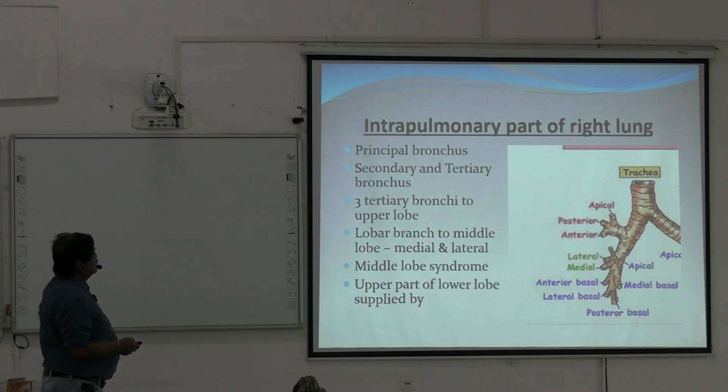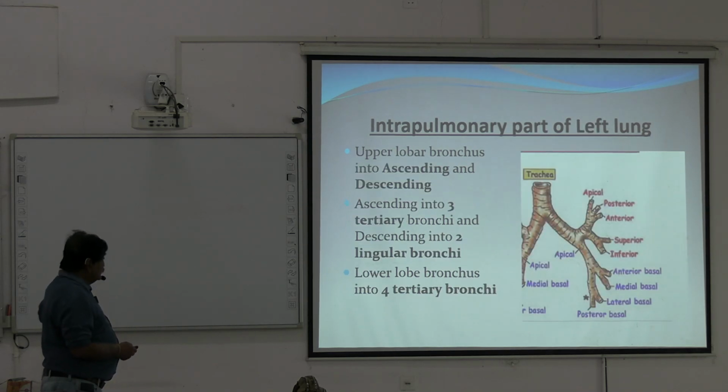Intrapulmonary part of the right lung: principal bronchus, secondary and tertiary bronchus, 3 tertiary bronchi to upper lobe, and lower branches to the middle lobe, medial and lateral, middle lobe syndrome, upper part of the lower lobe supplied by. Intrapulmonary part of the left lung: the upper lobe, lower bronchus into ascending and descending, ascending into 3 tertiary bronchi and descending into 2 lingular bronchi. Lower lobe bronchus into 4 tertiary bronchi.